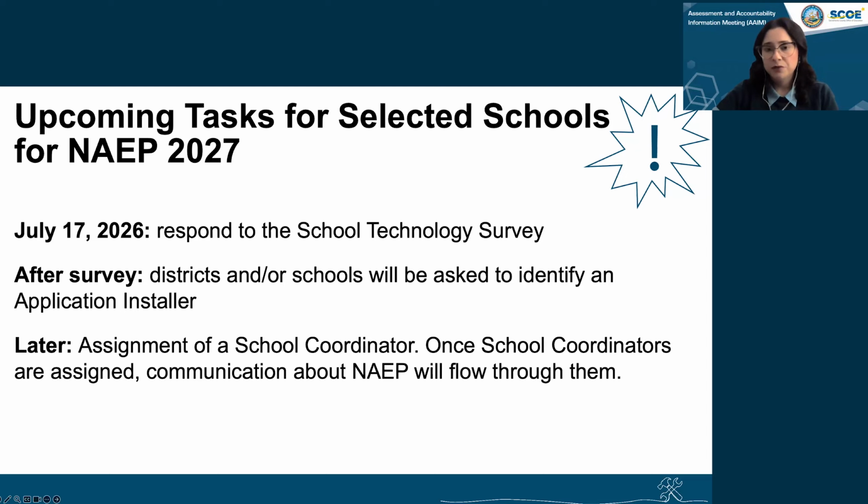Once I have the information from the school technology survey, districts and their schools will be asked to identify an application installer, which is the step that I am in right now. Oftentimes, this has been the district technology director. The application installer is who I'm going to communicate with to ensure all devices are ready with the eNAEP application installed. It's kind of like the CAASPP secure browser, and that's if sites are selected for the school device model.